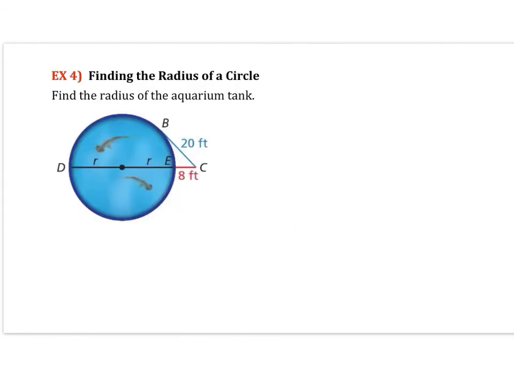All right, and then our last example, finding the radius of a circle. Here we have an aquarium tank, and it looks like we have a chord DE, that is our diameter, and then connecting to the external piece, which is from E to C. So we have a secant from D to C and a tangent from B to C. So because we have a tangent and a secant, we would square the tangent, so CB squared equals the external piece, which is CE, times the entire secant, which is from C to D.